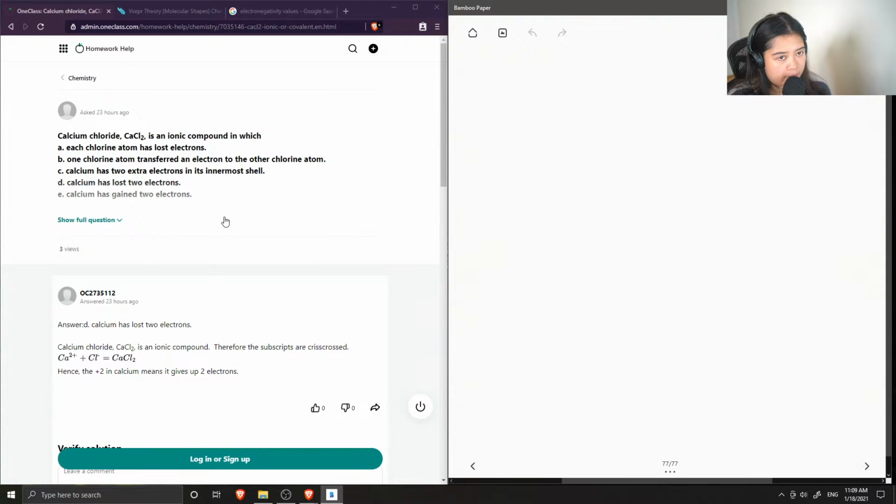Okay, so question number 9. Calcium chloride, or CaCl2, is an ionic compound in which, and then I'm guessing we just need to pick the correct answer. So let me write down calcium chloride. And we know that this is an ionic compound because it is a metal and a non-metal. So we can separate calcium chloride into its ions, which might help us understand the question better.